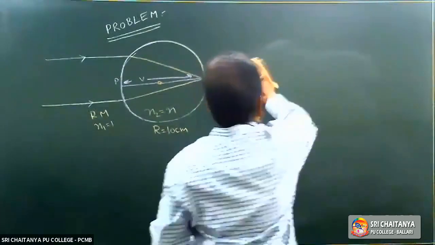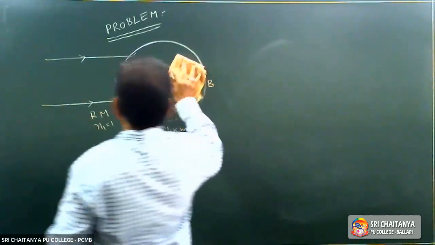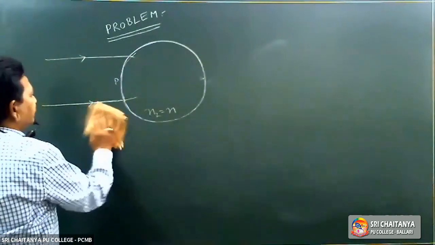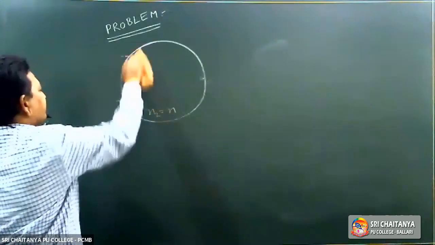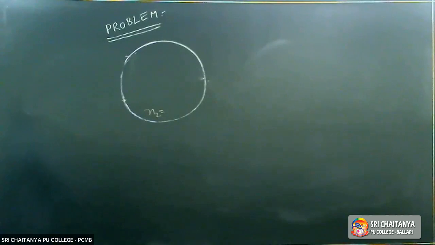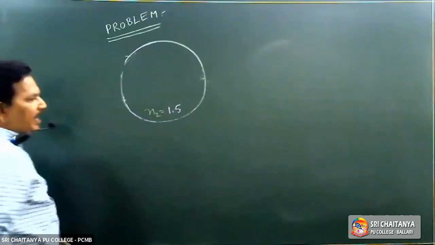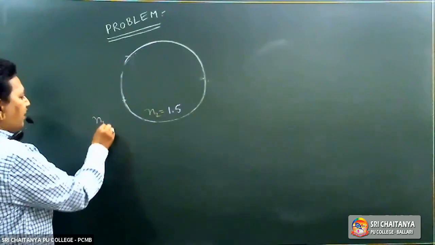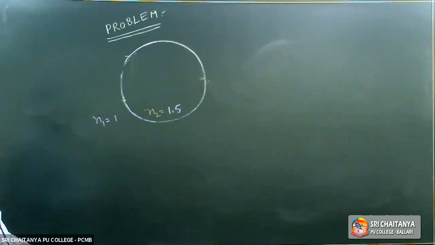Refraction at the spherical surface only. There is a sphere of refractive index 3/2, made of glass, that is equal to 1.5. The surrounding medium, the rarer medium, is air. The refractive index is 1.